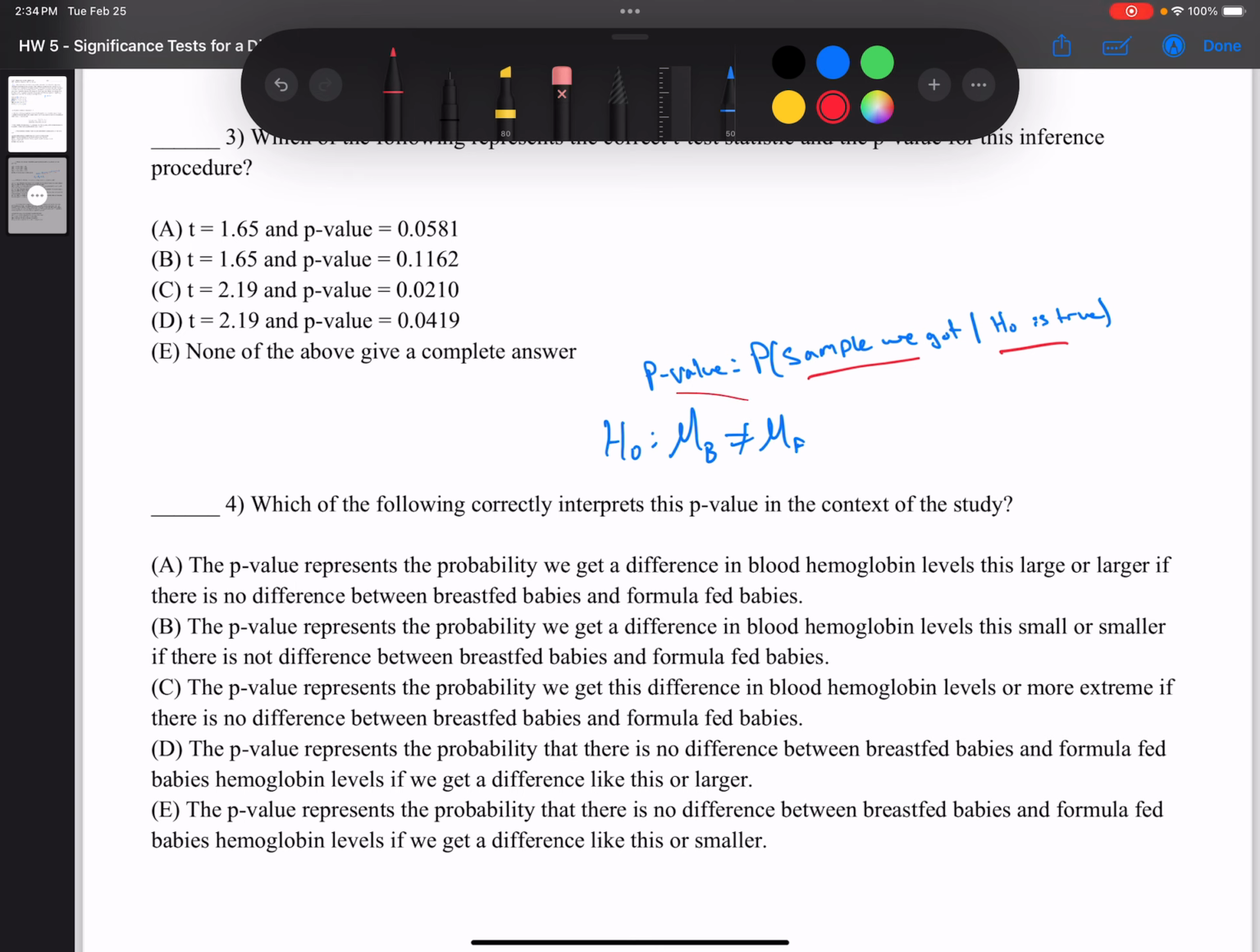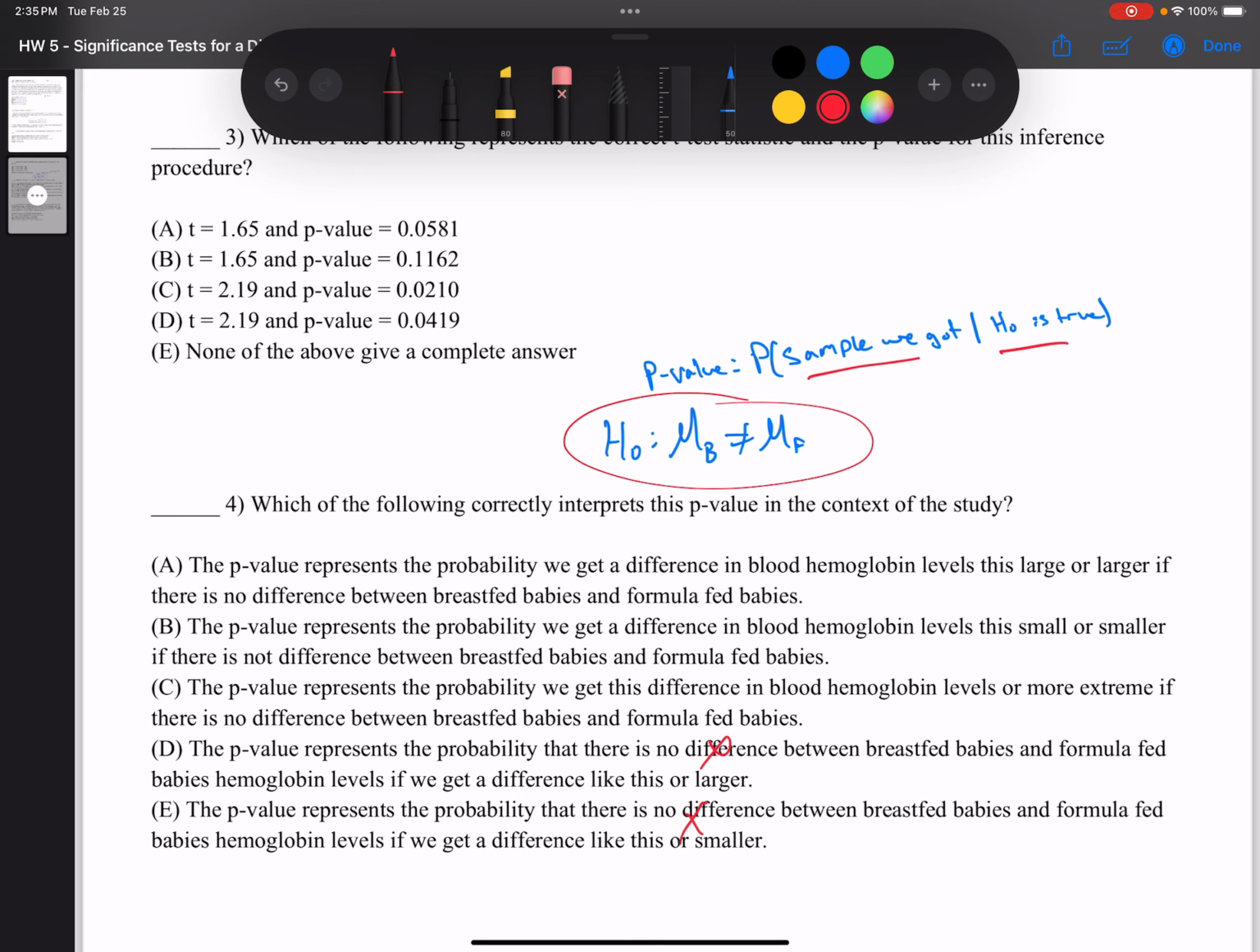Our null hypothesis in this one is not equal to, okay? So that not equal to, okay? Or actually, let me read through some of these questions. Choice D says the p-value represents the probability that there is no difference. That's not what we're looking at right now. That's our null hypothesis. We're not looking at the probability that is true, okay? And that's also going to throw off E because they're both talking about the probability that the difference is 0, okay? That's not what we're talking about.